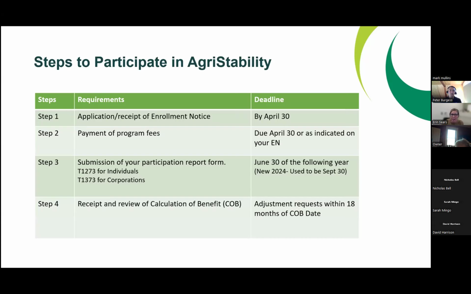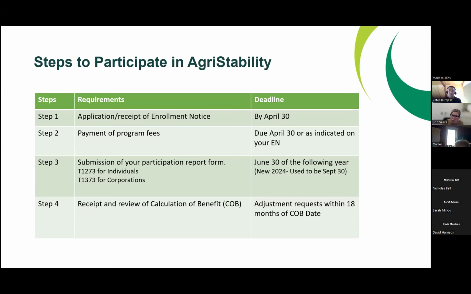So, steps to participate in AgriStability. The first step is application. Again, you need to have a PIN to start the process. Once you fill out the application, you would get an enrollment notice from AAFC. Once you get that notice, you have to pay your fees.